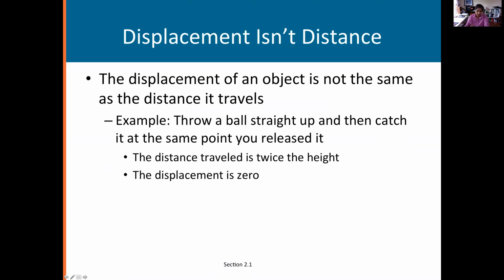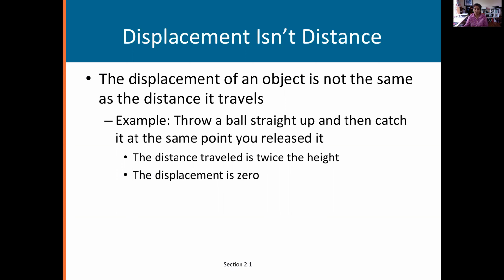Okay. The displacement of an object is not the same as the distance it travels. For example, if I throw my pencil up and down, then it started in my hand, it went up, and it came back to my hand. So its starting and its final position are the same. So if I do x final, which is in my hand, minus x initial, which was also in my hand, we're going to get a displacement of 0.